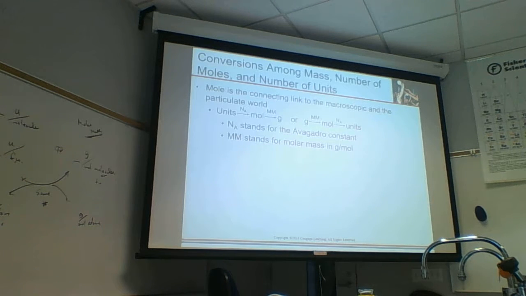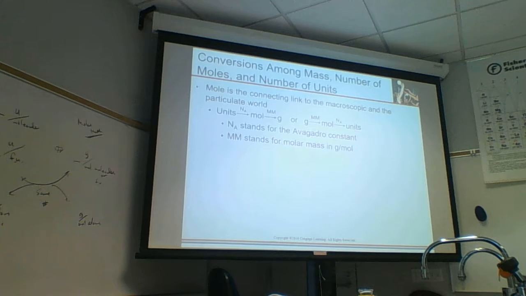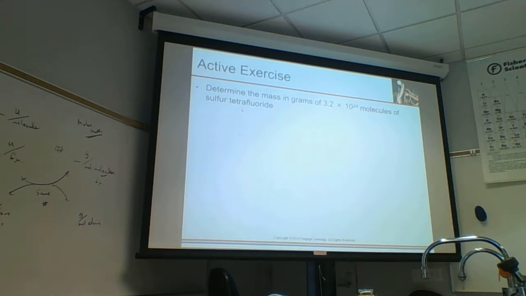What is MM? Molar mass. Molar mass is grams per mole. Always grams per mole of whatever. What's the molar mass? This map we're going to redraw. You don't have to worry about it. This map I'm going to skip entirely.